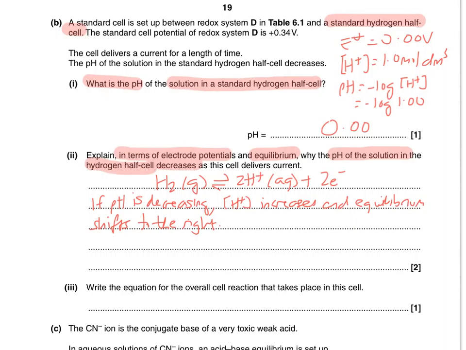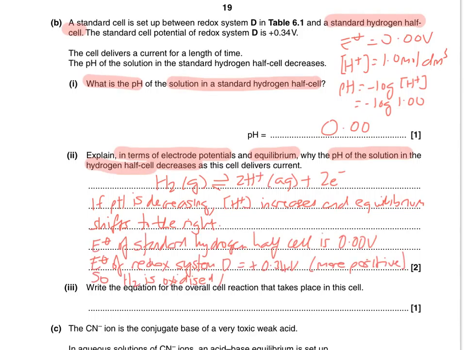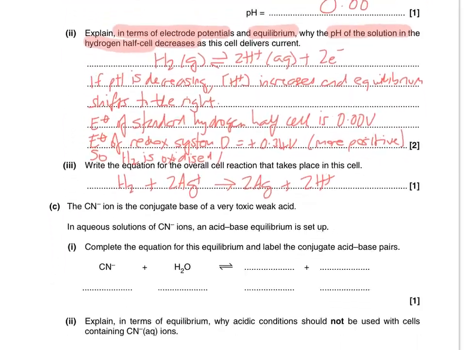So because the electrode potential of the half cell, the standard hydrogen electrode, is 0, and the electrode potential of system D is plus 0.34, you compare the two electrode potentials and say which one is more positive. So therefore the standard hydrogen half cell equation has to be an oxidation as opposed to a reduction. So the overall equation is like that. We'll pull it down a bit.